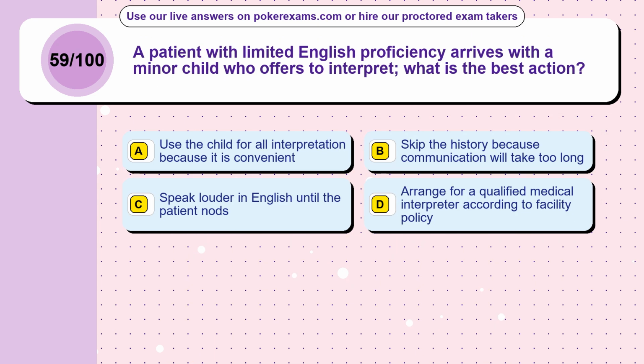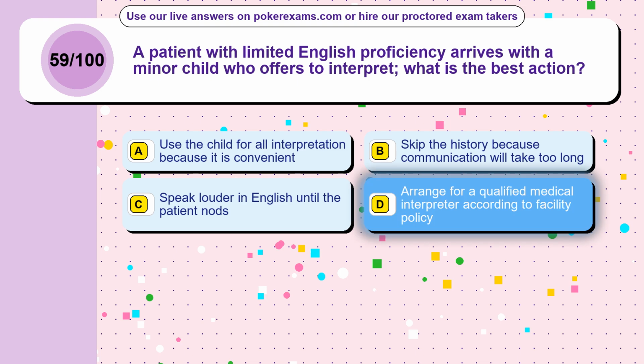Question 59. A patient with limited English proficiency arrives with a minor child who offers to interpret. What is the best action? Option A. Use the child for all interpretation because it is convenient. Option B. Skip the history because communication will take too long. Option C. Speak louder in English until the patient nods. Option D. Arrange for a qualified medical interpreter according to facility policy.